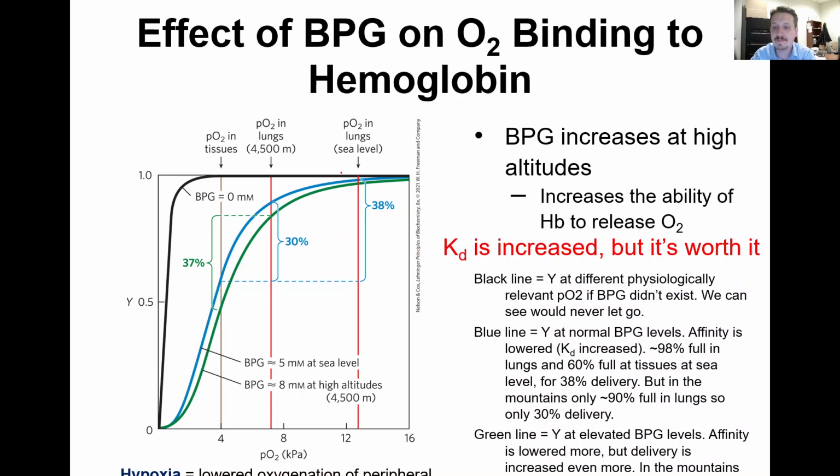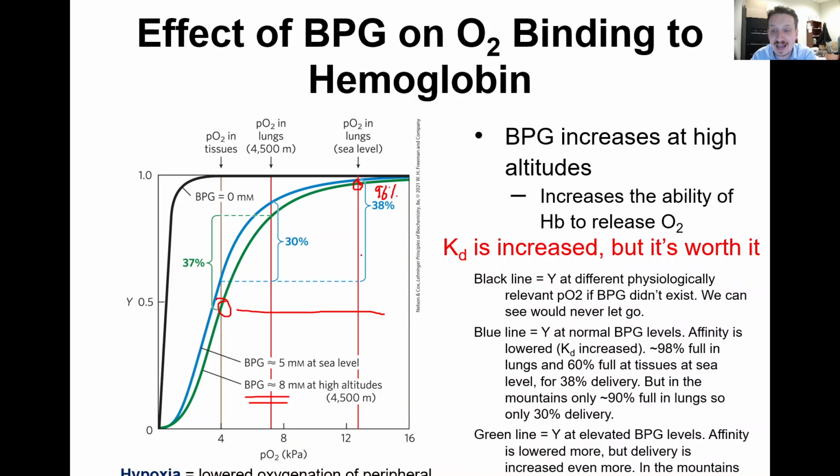Roll that back a little bit. Let's go back to the beginning of the higher concentration of BPG. Now, because of the higher concentration of BPG, it might only get 96% full. That's still good. We're going with the green line, I apologize. That means that at the site of the tissues, because there is a higher concentration of BPG, it's going to release more oxygen. All right, it's in the T state more.